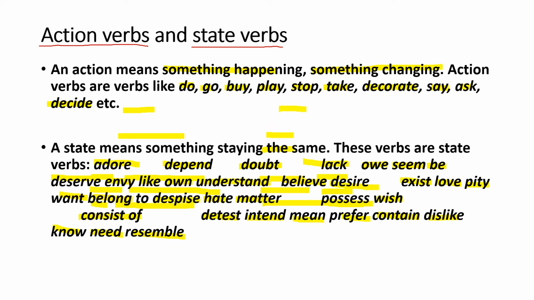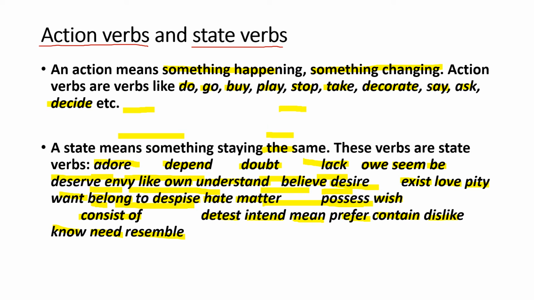One grammatical point I want to make here is that usually state verbs are not used in the progressive tenses. For example, we cannot say I am depending on you. Okay, this is not correct. You say I depend on you. You cannot say, for example, I am owning a car. Of course, we cannot use this. You say I own a car.